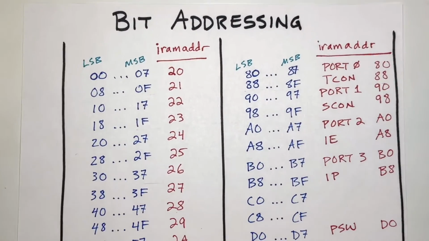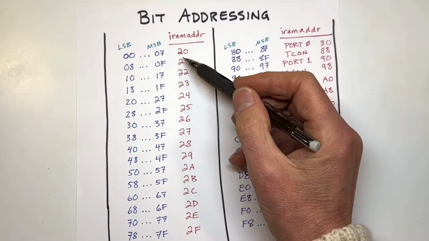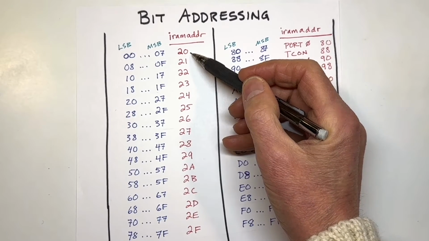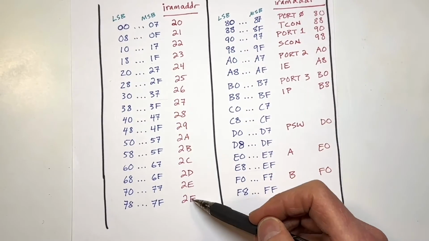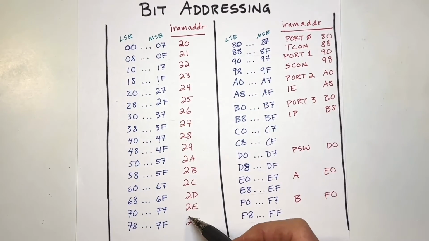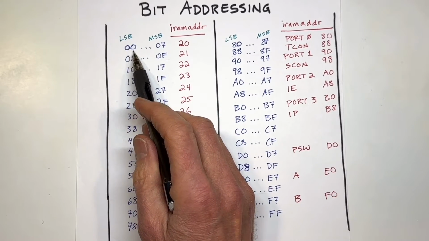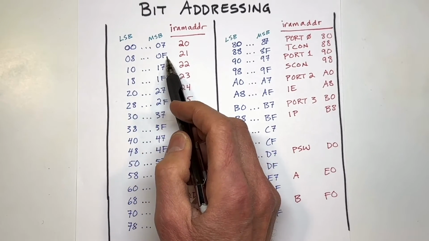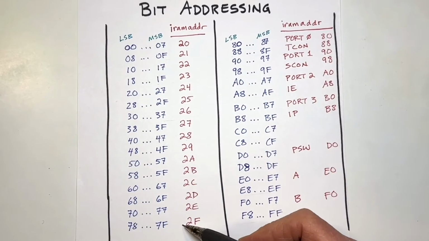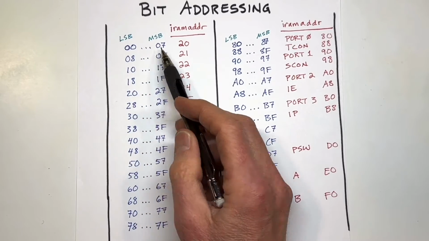So here is a map of all of the bit addressable locations. As I said, the 16 bytes in memory from hex 20 all the way up to 2F can be addressed with bit addressing. And in particular, we use addresses 00 through 07 for the first byte, addresses 08 through 0F for the second byte, and so on. Okay, this is addressing the least significant bit. This is the most significant bit.